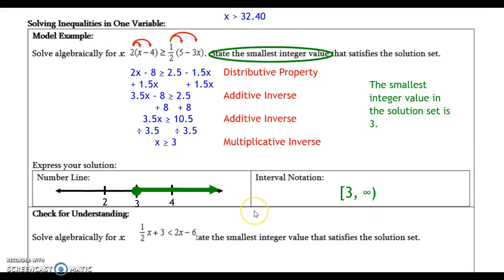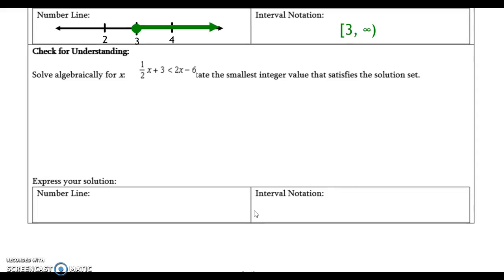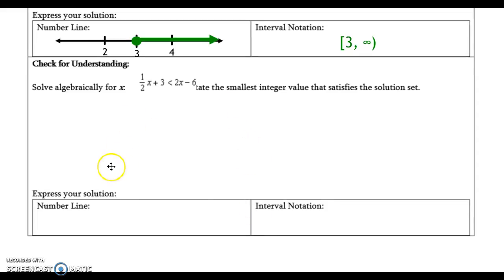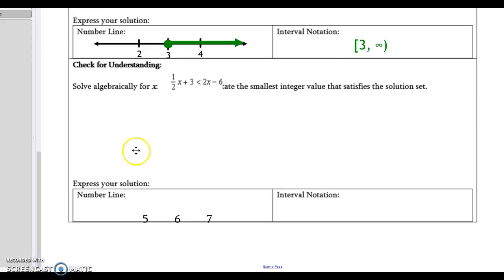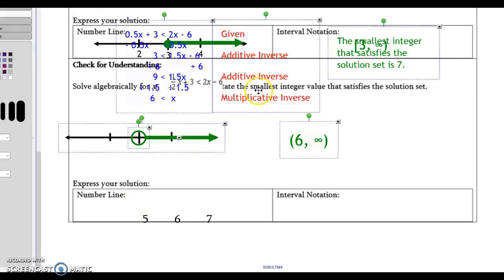Take a look at the check for understanding. And I will allow you to pause the video and try it, and then I'm going to show you the correct answer. All right, here's your solution.